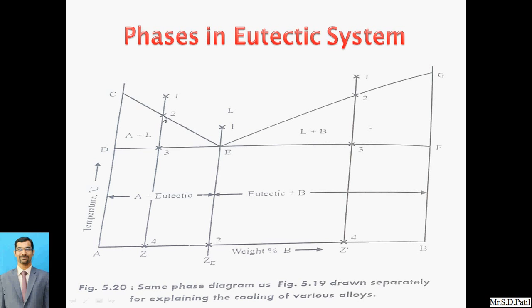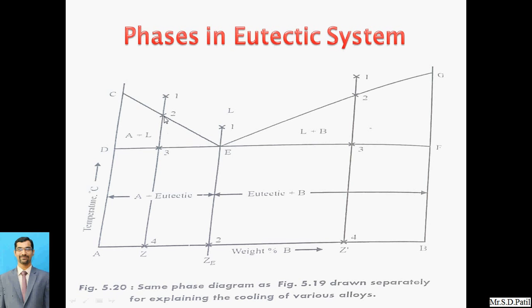Now at point 2, what is happening? Just below 2, solidification starts. Solidification starts just below point 2, and metal A separates out from the liquid with further cooling. When we cool this down, whatever metal A is present in the liquid starts separating.